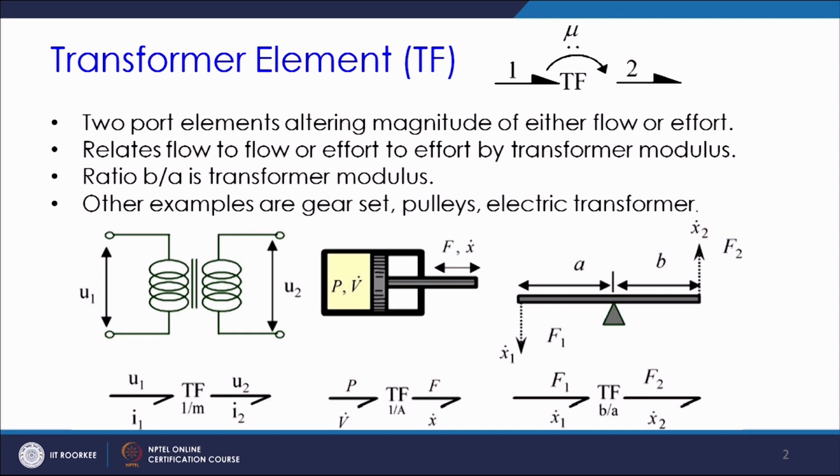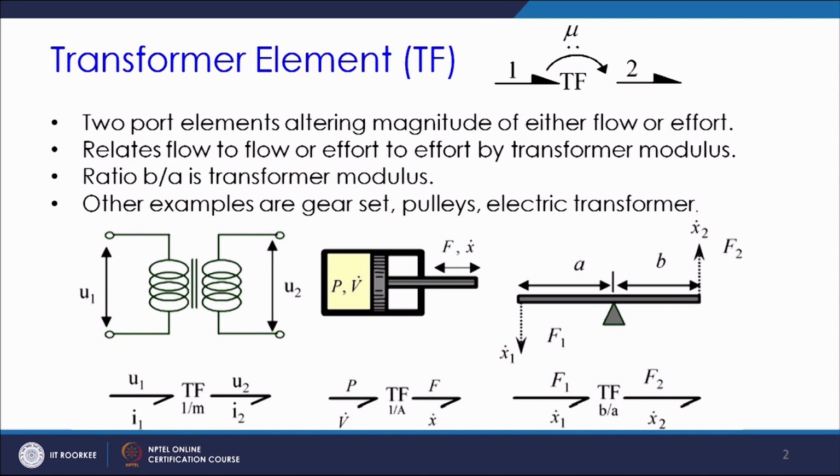So, this figure actually shows you the schematic of the electrical transformer. The input side voltage is say U1 and output side voltage is U2. So, this is how it is represented, that is this is the input side and this one is the output side, and the transformer modulus is here represented as 1 by m.